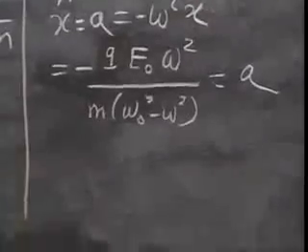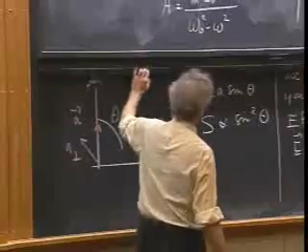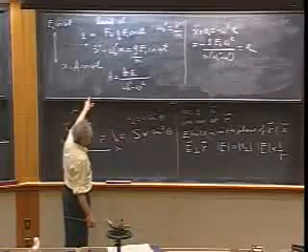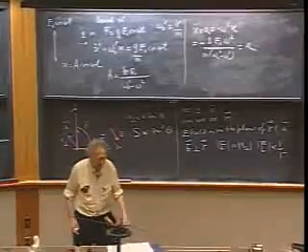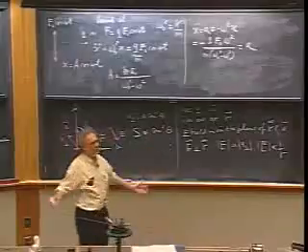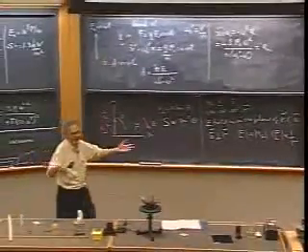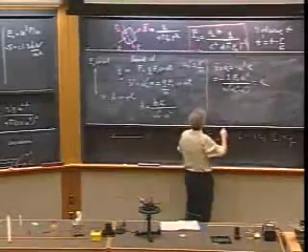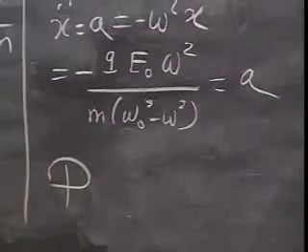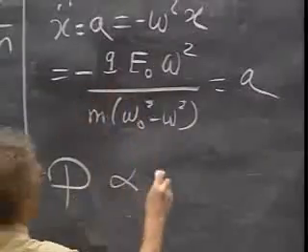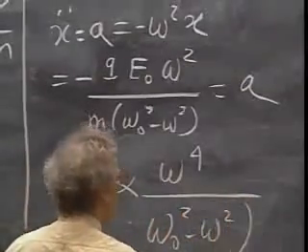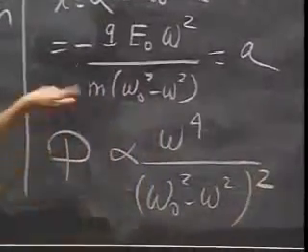But now I know how much power goes into that field. So the total power that is radiated is proportional to a squared. I hope you remember that. And so the a squared is what I really want to know. And so the power that is radiated by that shaking electron is proportional, forget all the constants, to omega to the fourth divided by omega 0 squared minus omega squared squared. Forget all the rest, it is constant.